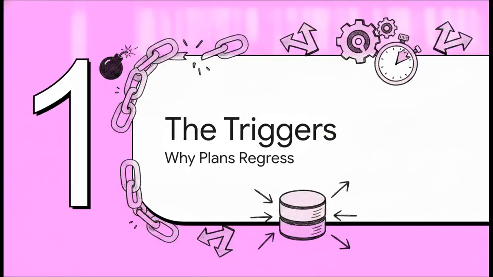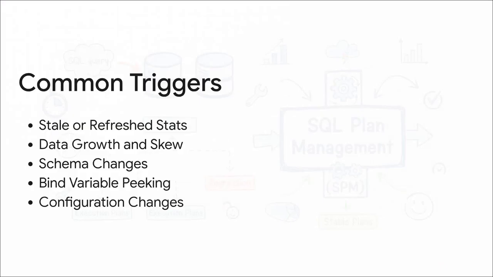All right, Section 1, the triggers. Why do execution plans just regress in the first place? Let's look at the root causes. So these are your primary culprits, the things that force the Oracle Optimizer to rethink and recalculate its paths. Schema changes or recently refreshed statistics usually lead the charge here.